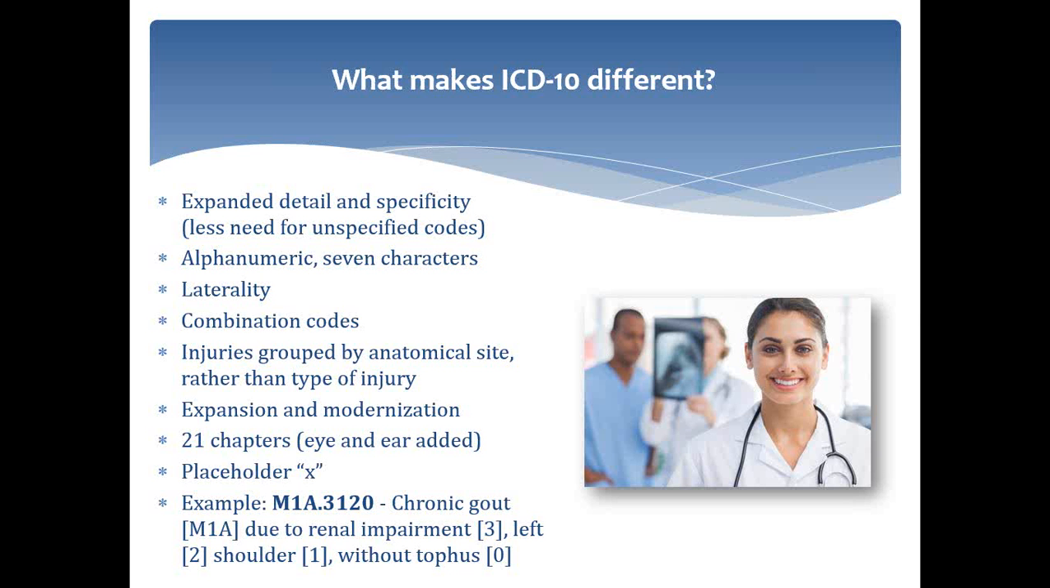M1A.3120. It's a long code. There's 7 characters there. A couple of them are letters. The first 3 characters are considered the category, and they describe that this is chronic gout. I think M10 is acute gout. And then the fourth character, the number 3, tells us the etiology of this particular condition and explains renal impairment. There's a bunch of other M1A codes with a different fourth character for different etiologies. And then within that etiology, you can specify the laterality as well as the specific joint. And then the 7th character here tells us if it's with or without tophus, which is a complication of gout.